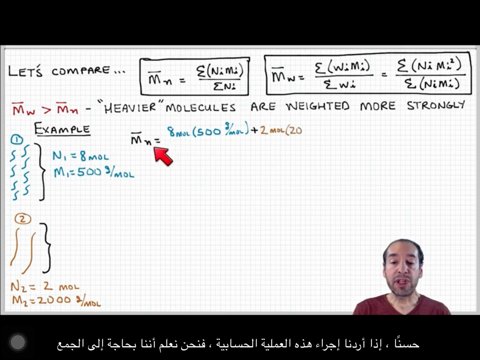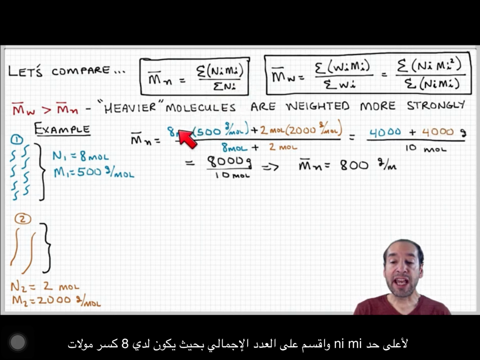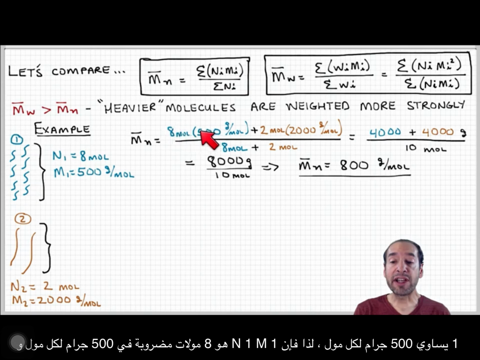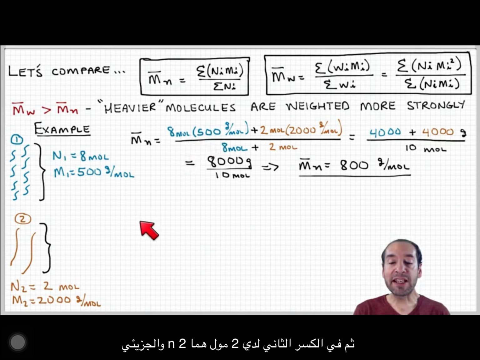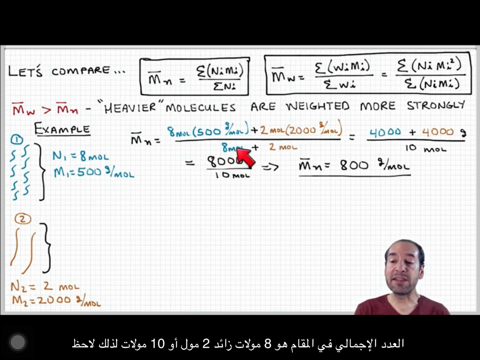Okay, so if we want to do this calculation, we know that we need to add up the N_i M_i terms and divide by the total number. So I have 8 moles of fraction 1. That's 500 grams per mole. So N1 M1 is 8 moles times 500 grams per mole. And then in my second fraction, I have 2 moles. That's my N2. And the molecular weight of that fraction is 2,000 grams per mole. That's my M2. And then the total number in the denominator is 8 moles plus 2 moles, or 10 moles.